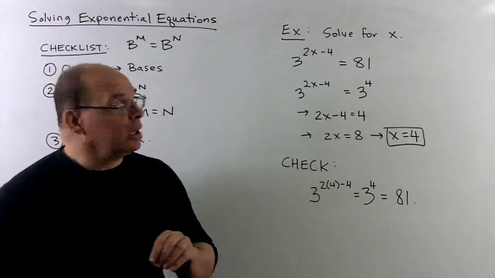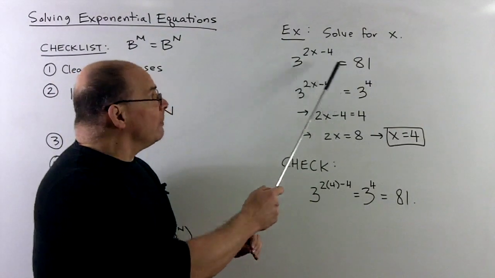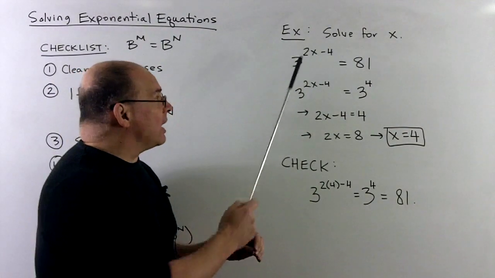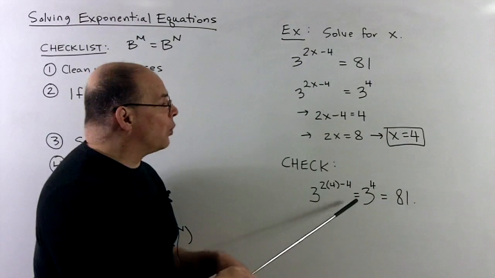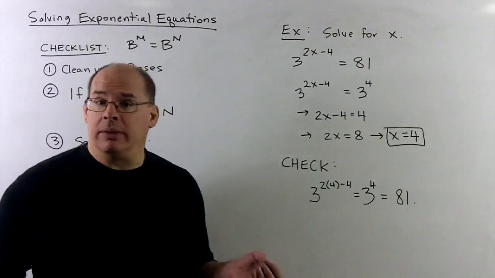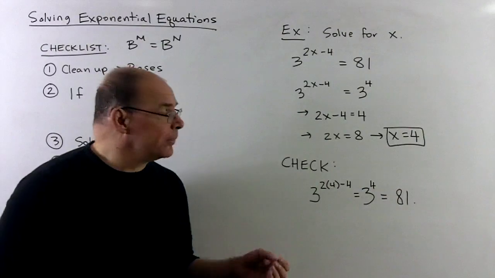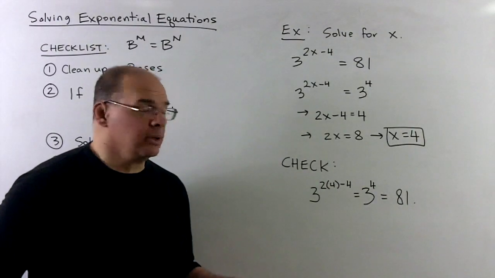We check our work. We go back to the original, so we'll have 3 to the 8 minus 4. That's going to be 3 to the 4. That's the 81 that we're looking for on the other side. So that checks out.